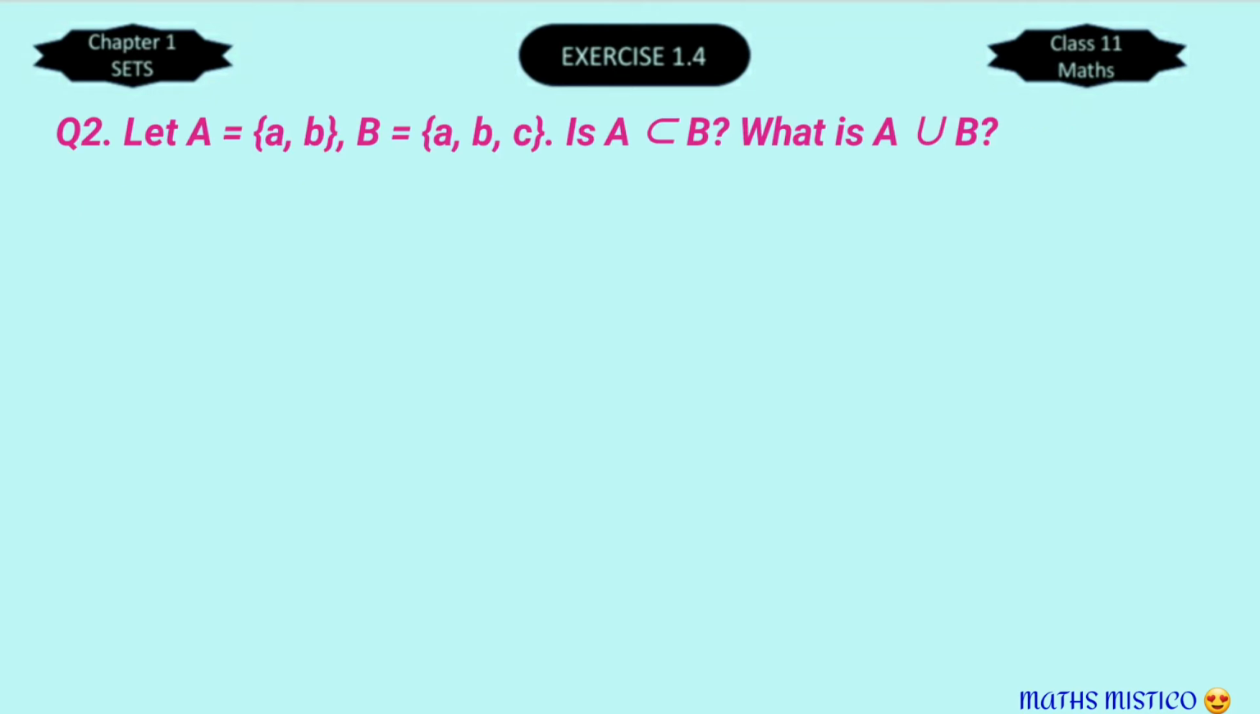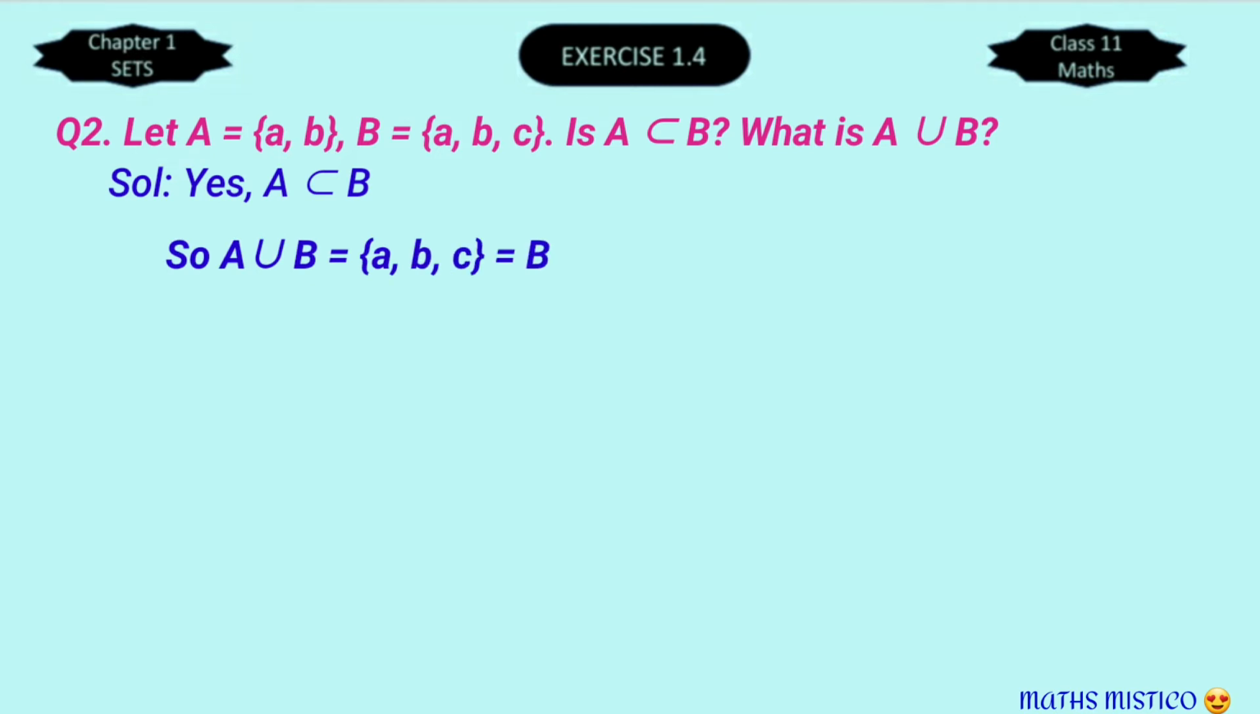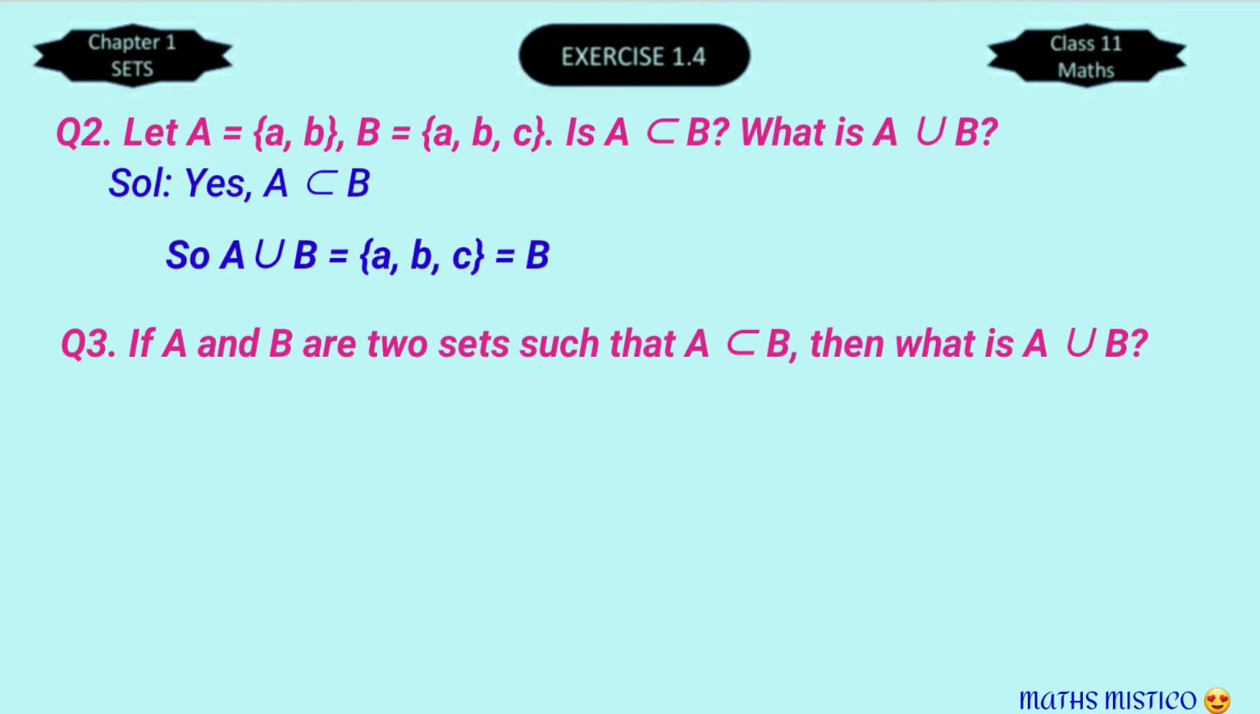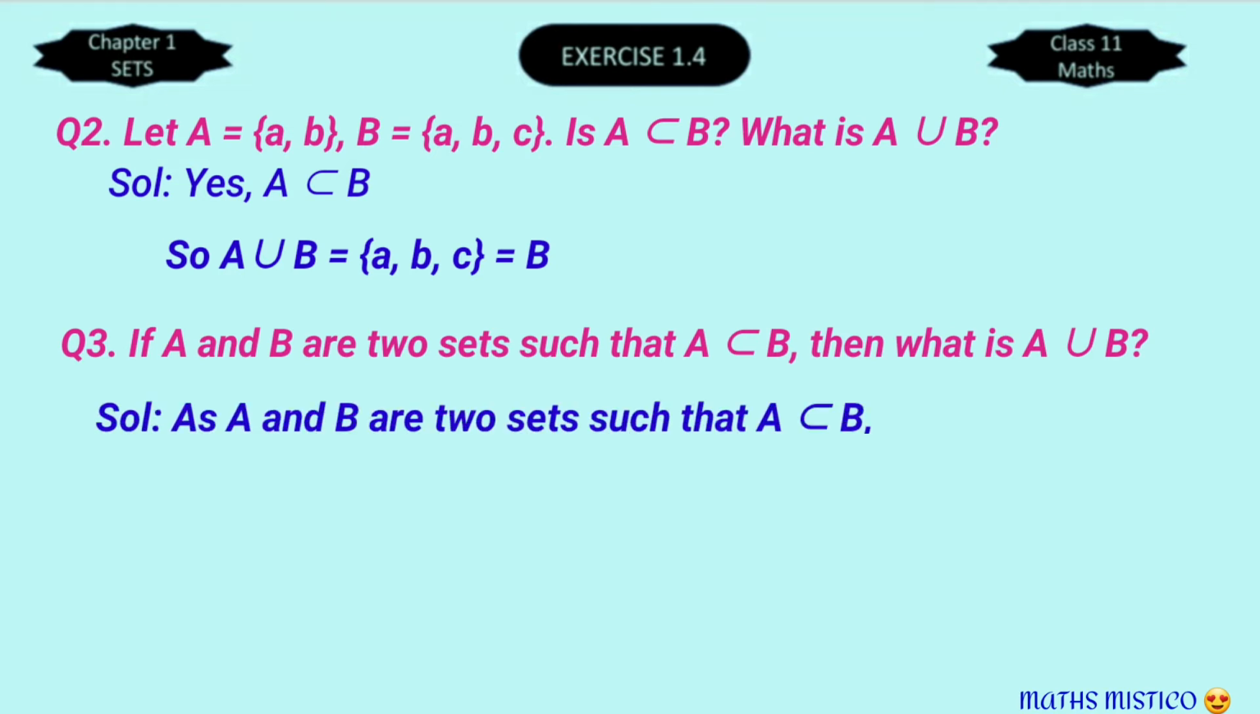Now question number 2. Is A a subset of B? Yes, it is. So what should be A union B? Whenever one set is a subset of the other, then the other, or the bigger set, would be the union. So A union B here is equal to B. Similarly, in question 3, you are given that A is a subset of B. It means A union B is equal to B.